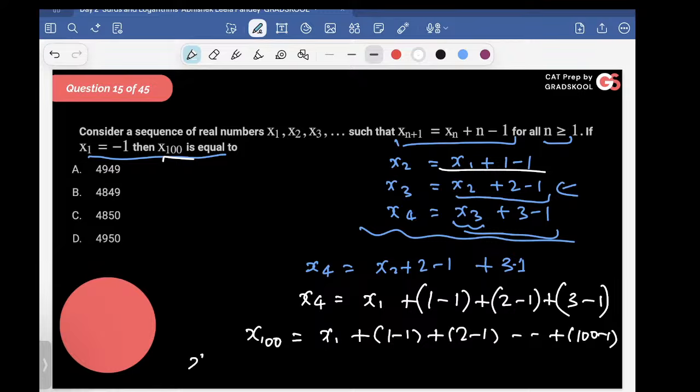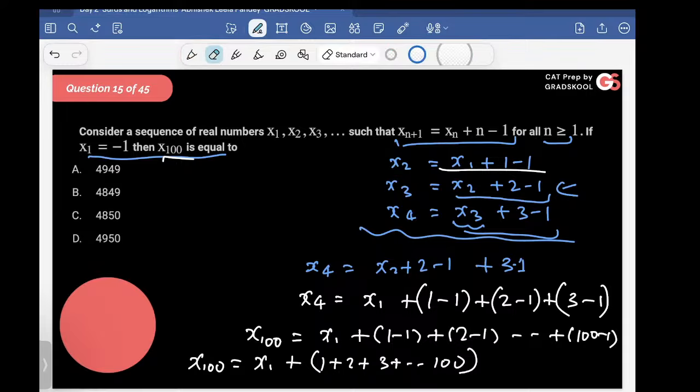तो क्या मिलेगा? x100 must be equal to x1 plus 1 plus 2 plus 3 till 100 तक है. So 1 plus 2 plus 3 plus till 100. और माइनस वन कितनी बार है? माइनस वन माइनस वन माइनस वन कितनी बार आ गया हमारे पास? ओ, एक चीज यहाँ पे गड़बड़ है. This is not 100, this will be 99 guys. एक कम आ रहा है ना? हाँ, this will be 99 minus 1. Just change it. Do you understand?